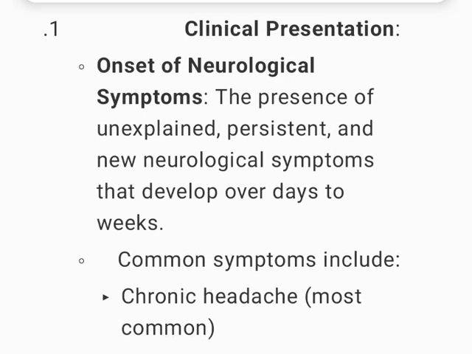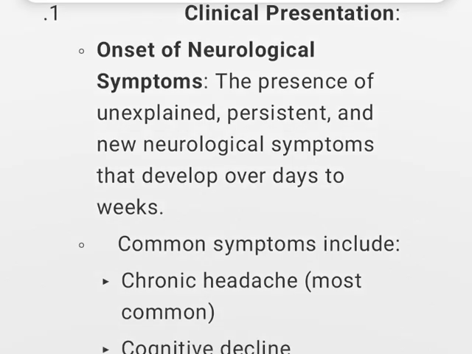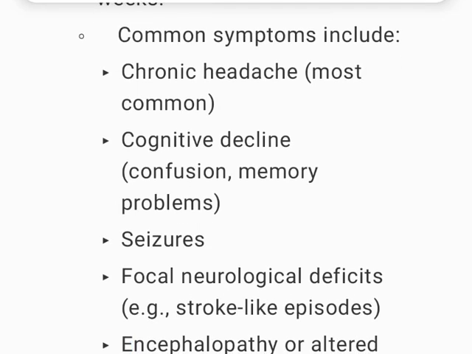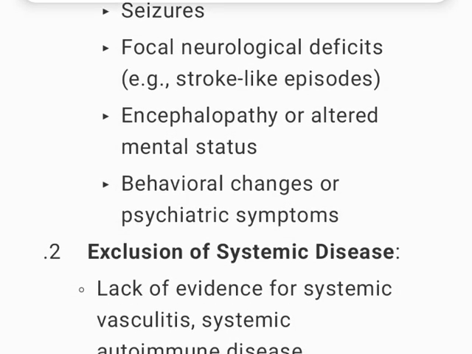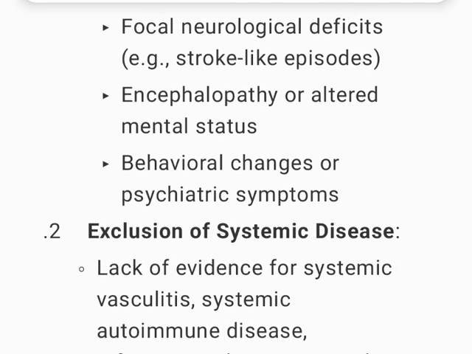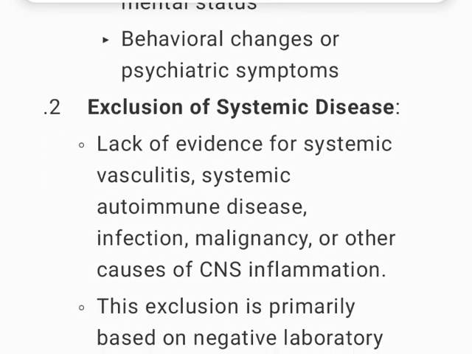1. Clinical presentation. Onset of neurological symptoms. The presence of unexplained persistent and new neurological symptoms that develop over days to weeks. Common symptoms include chronic headache, most common, cognitive decline, confusion, memory problems, seizures, focal neurological deficits, e.g., stroke-like episodes, encephalopathy or altered mental status, behavioral changes or psychiatric symptoms.